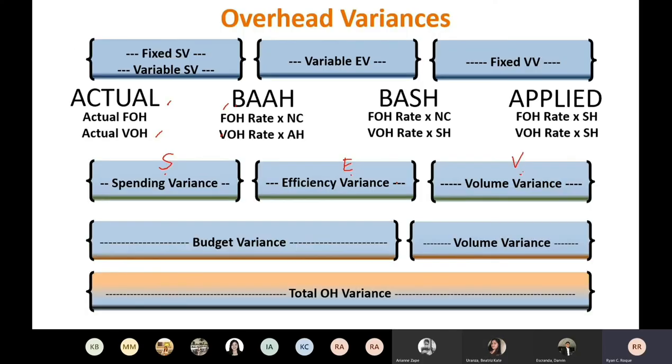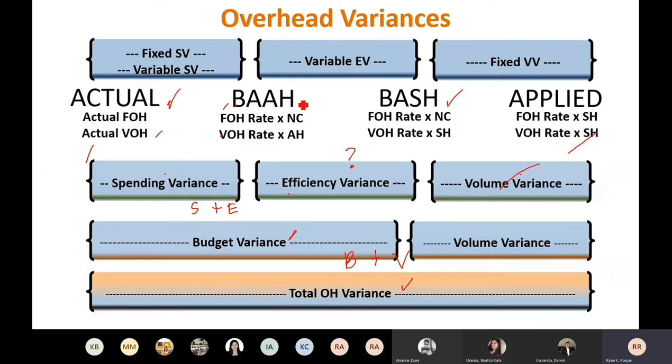So, balik tayo dito. Sometimes in the exam, hindi natin makukompute yung actual, BAA, BASH, and applied. Pero, ang binigay sa'yo ay mga variances. Kaya, titingnan natin dito, pag tinanong ang budget variance, you can simply add the spending plus efficiency variance. Di ba dapat pag budget variance, actual and BASH ang i-compare natin. Pero wala nga eh, kaya spending and efficiency variance na lang yung i-add natin. Pag tinanong ang total overhead variance, pwede mong i-add yung budget plus volume variance. Same lang din siya. Wala kasing actual at saka applied na mako-compute, kaya simply add that.